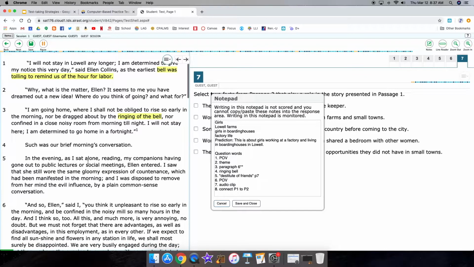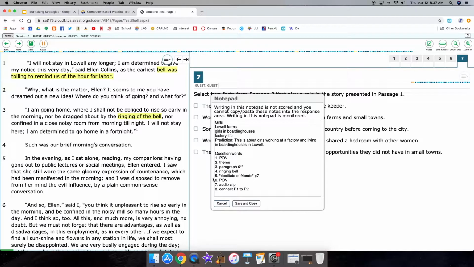Such was our brief morning's conversation. In the evening, as I sat alone, reading, my companions having gone out to public lectures or social meetings, Ellen entered. I saw that she still wore the same gloomy expression of countenance which had been manifested in the morning, and I was disposed to remove from her mind the evil influence by a plain, common-sense conversation.